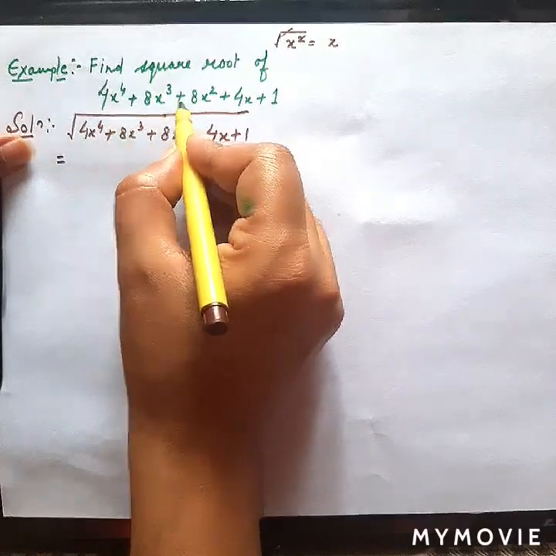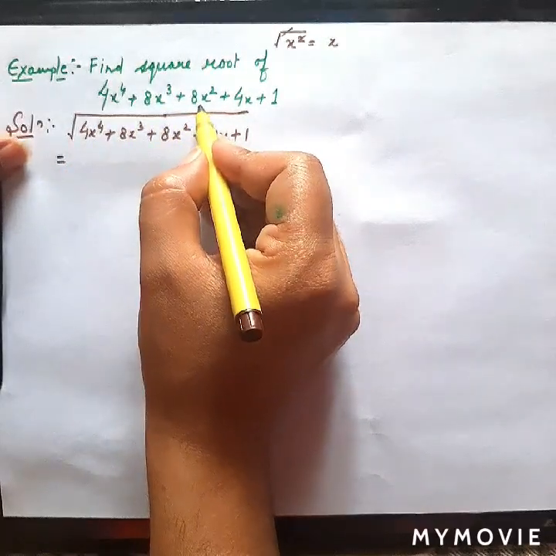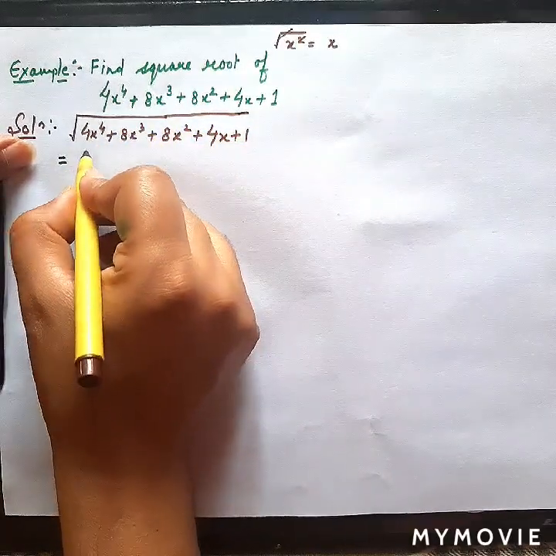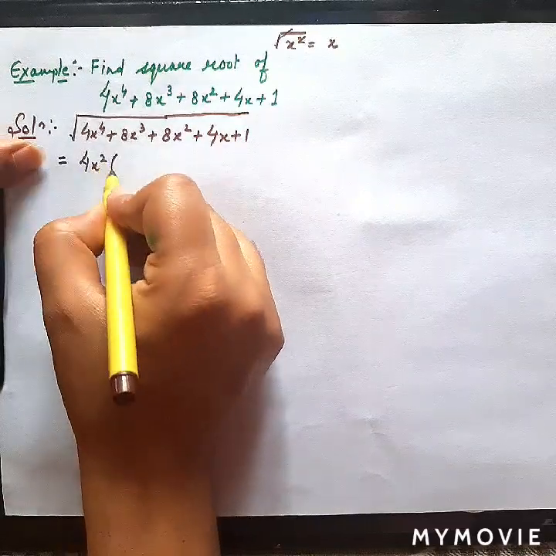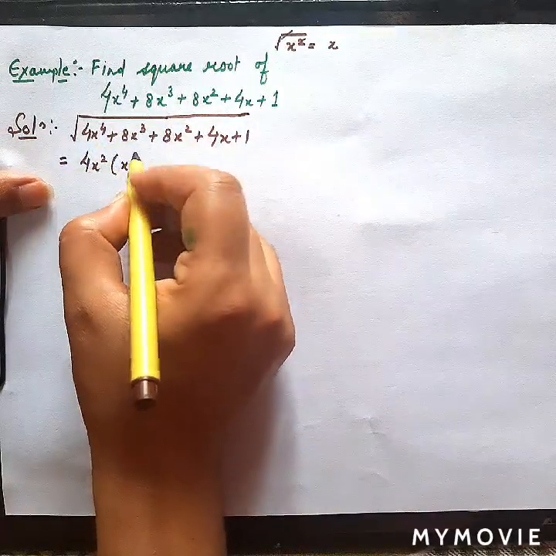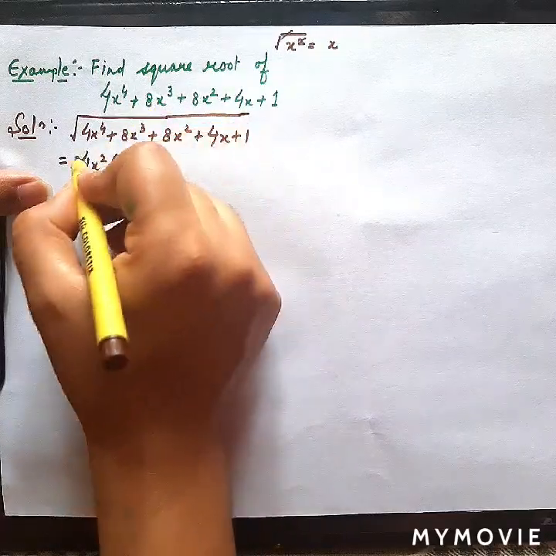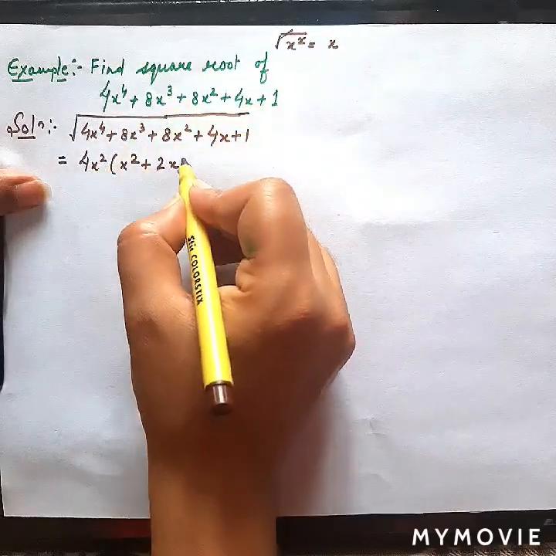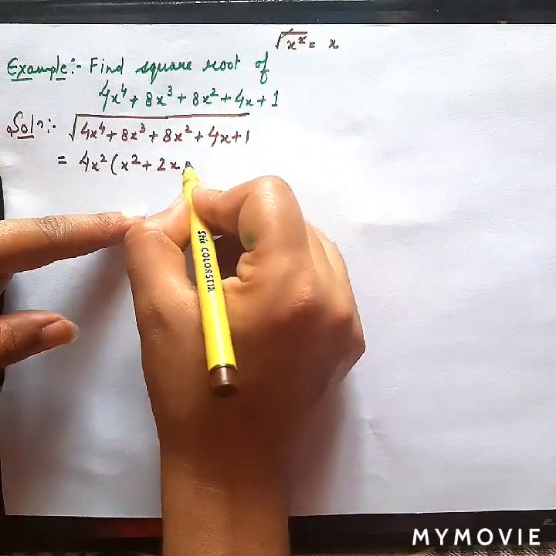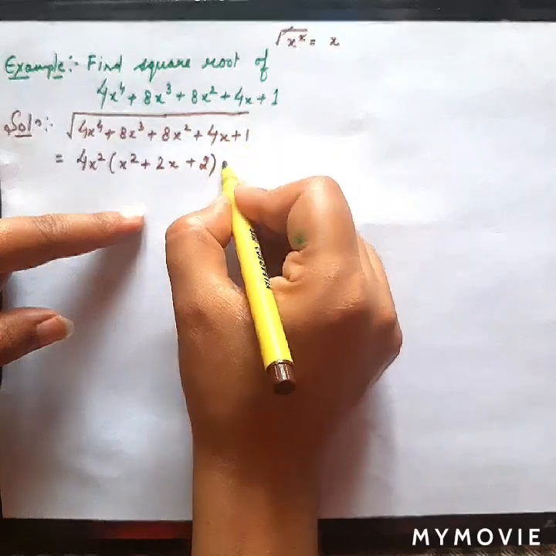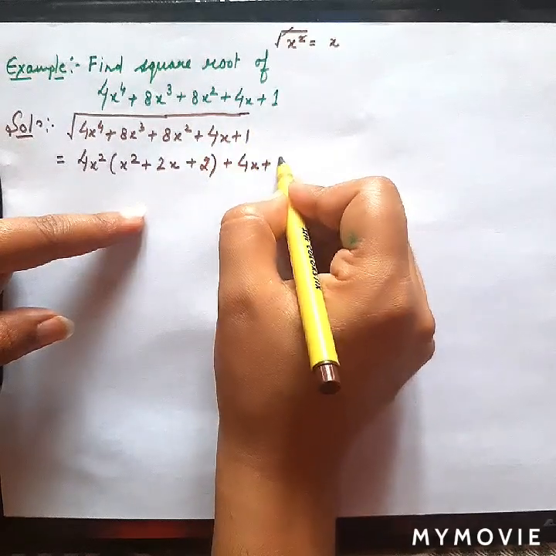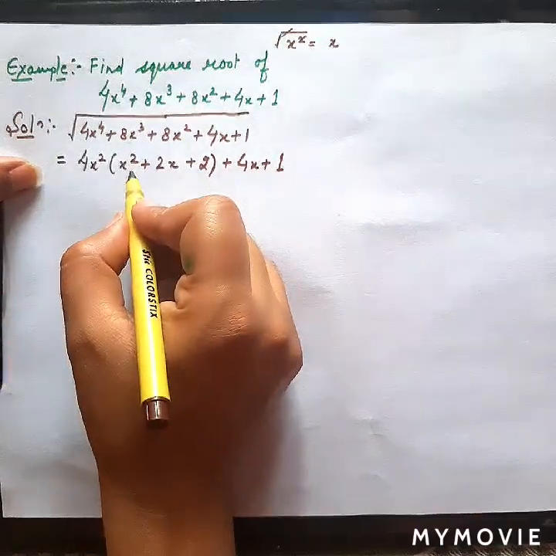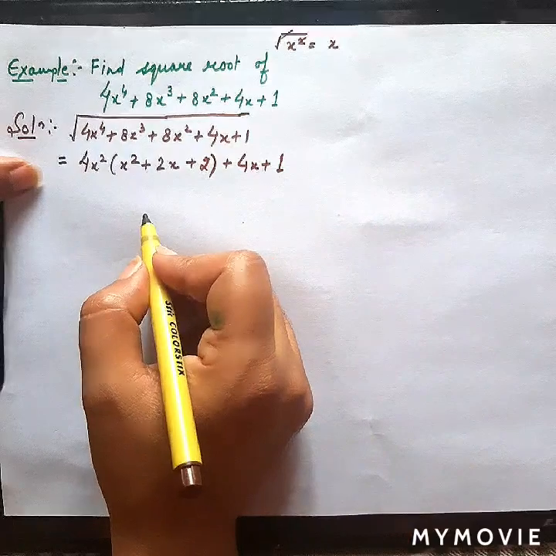So first of all, you can take 4x^2 common from the first three components. You take out 4x^2 as common, right? We will be left with x^2 here, then 2x, then 2, and we have 4x + 1 outside, right?